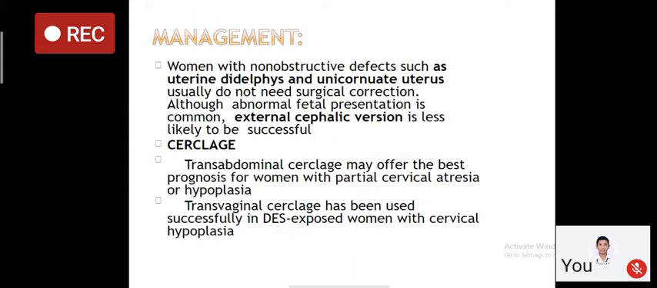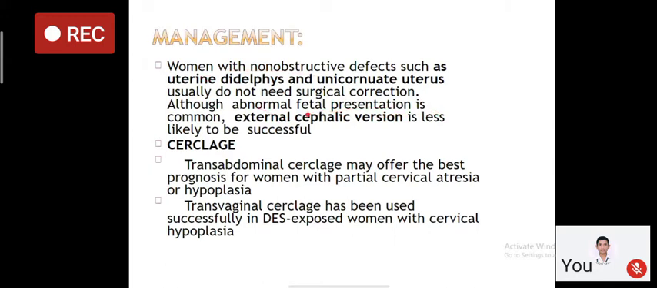So what is the management? Women with non-obstructive defects such as uterine didelphys and unicornuate uterus usually do not need surgical correction. Although abnormal fetal presentation is common, external cephalic version is less likely to be successful.